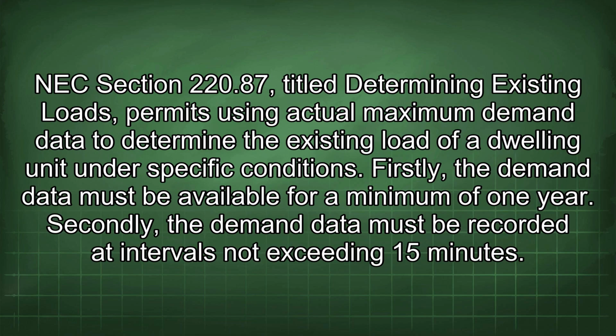NEC Section 220.87, titled Determining Existing Loads, permits using actual maximum demand data to determine the existing load of a dwelling unit under specific conditions. Firstly, the demand data must be available for a minimum of 1 year. Secondly, the demand data must be recorded at intervals not exceeding 15 minutes.